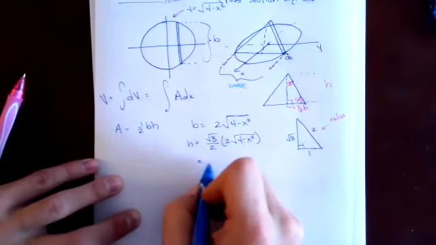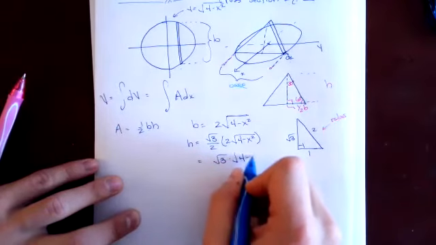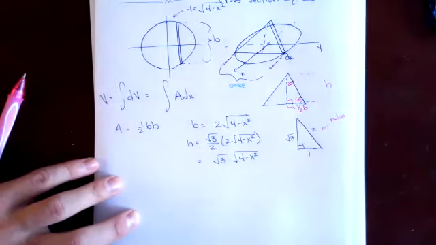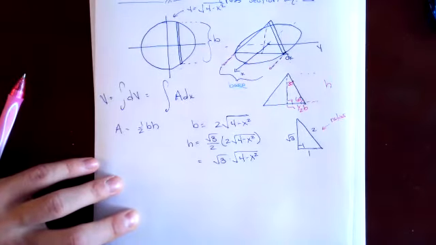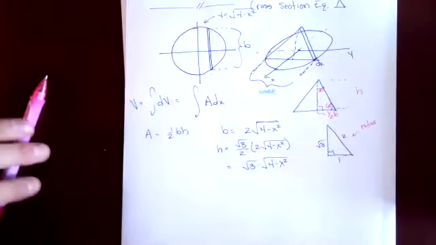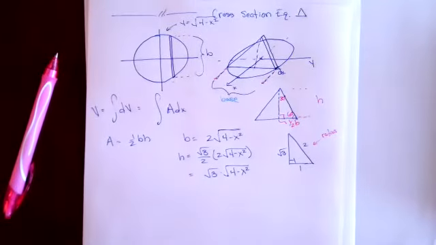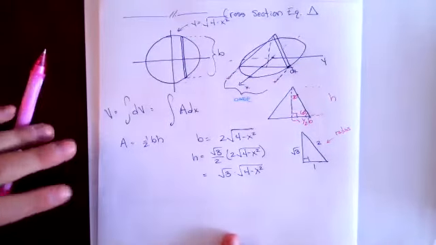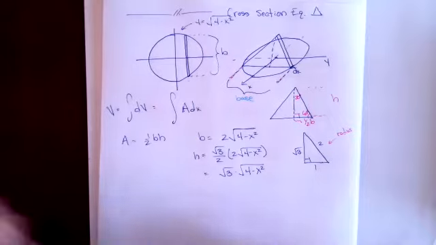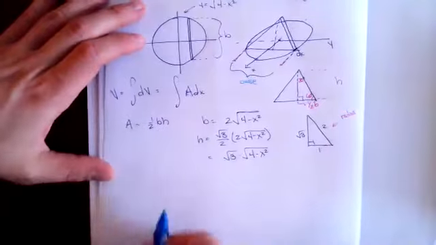In other words, we get square root of 3 times square root of 4 minus x squared. Everyone see that? Okay, so we've got all our pieces. Now let's just stick them in the integral. We had a dx. We've got our formula for the area.